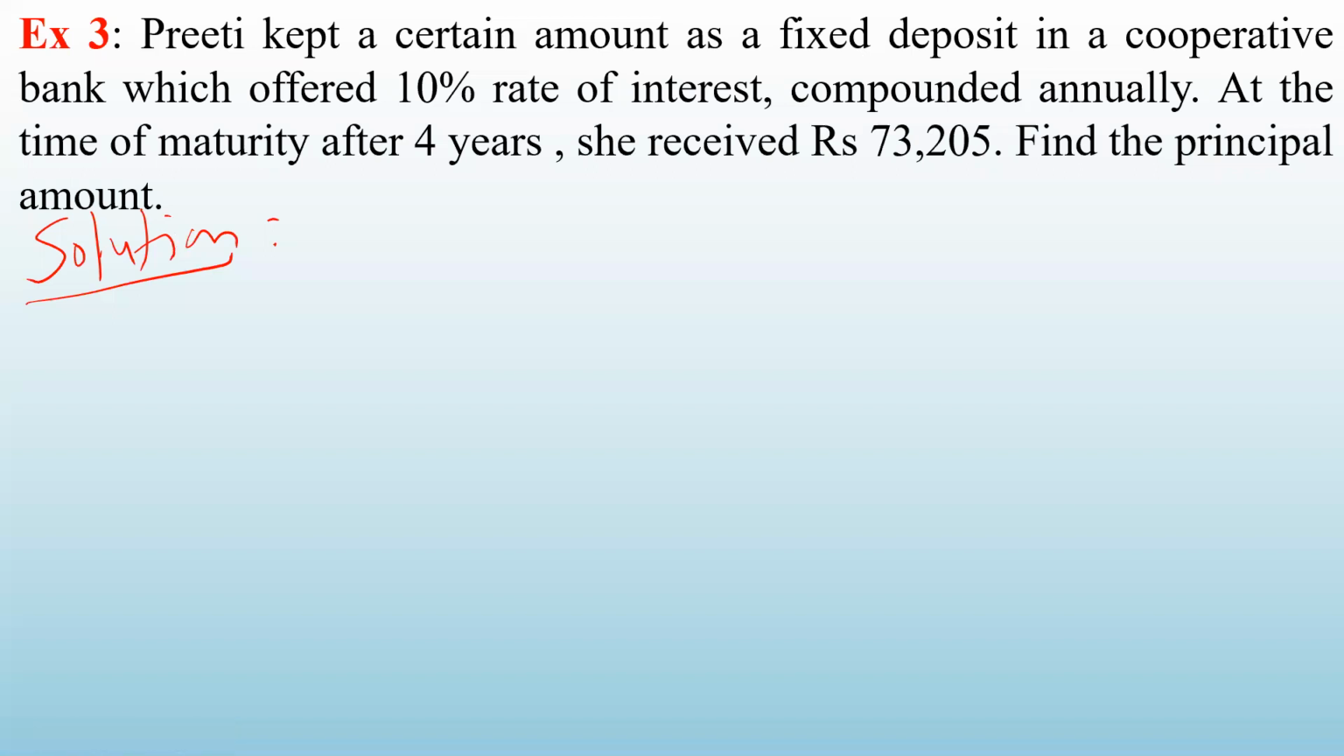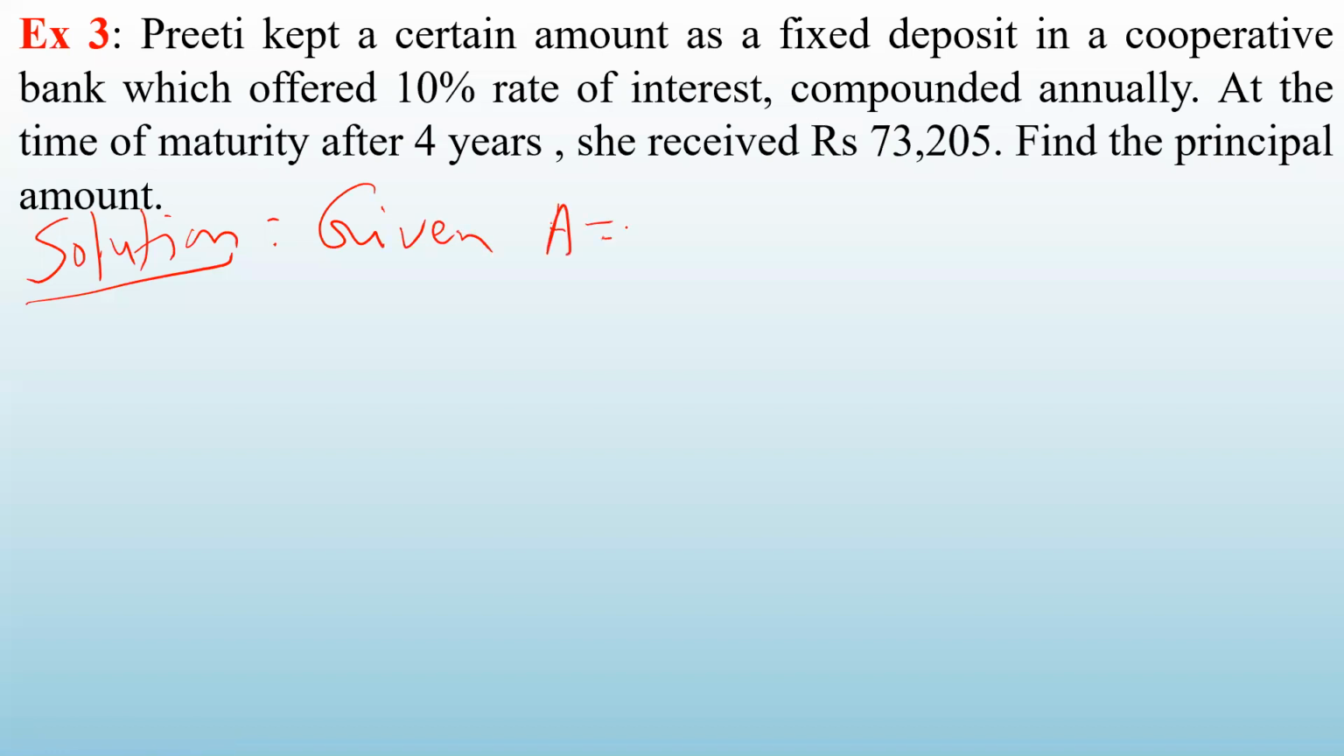Now, see in this question, you are asked to find the principal amount. She has kept a certain amount in the bank. So that amount you have to calculate. And how much amount did she receive? She received this much amount after 4 years at the time of maturity. So this is her accumulated value. So what are the things given to you? Try to understand and write down what are the things given.